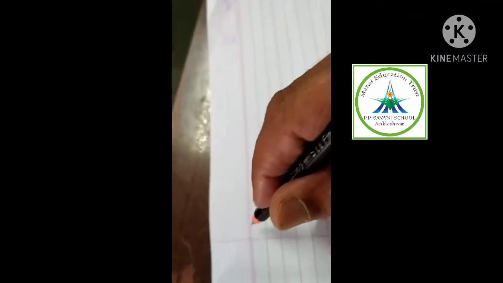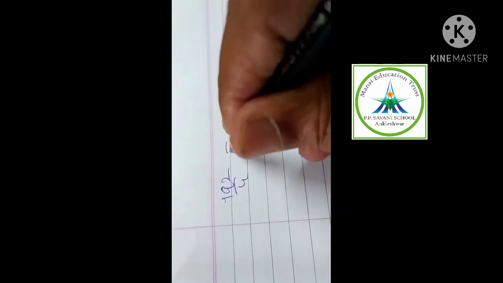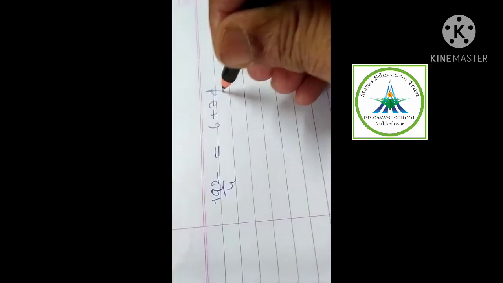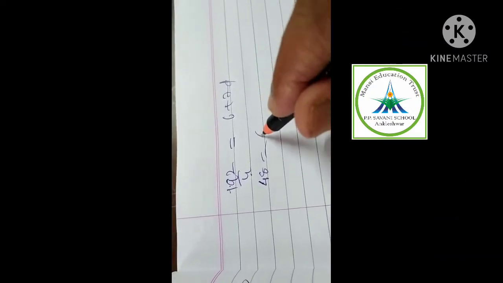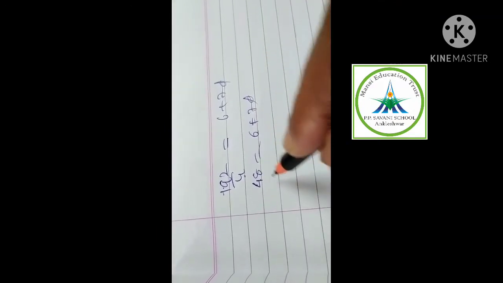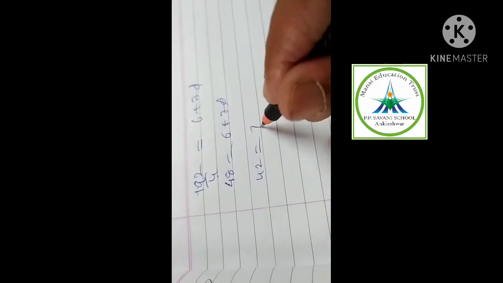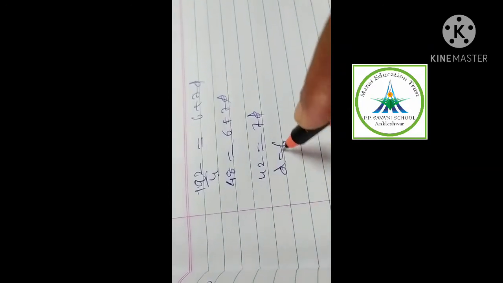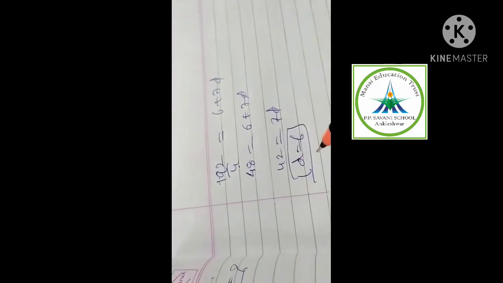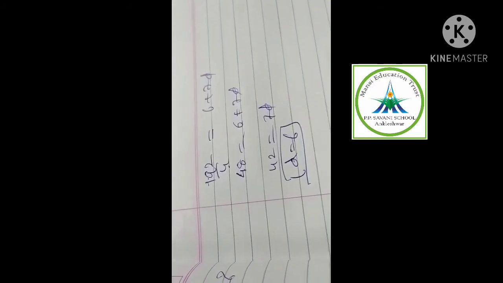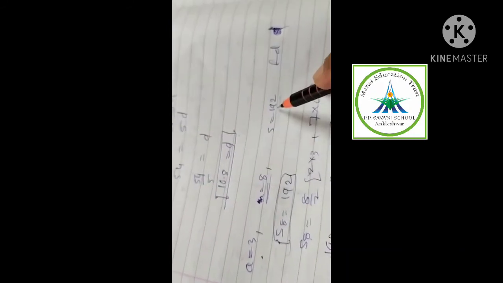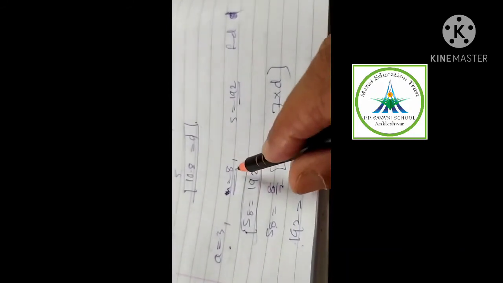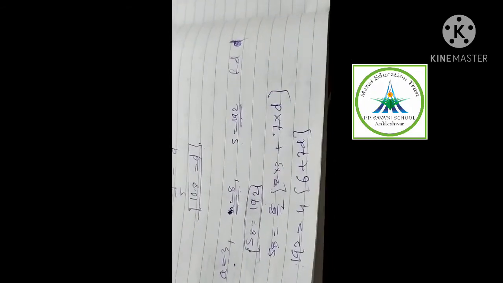See, 4 comes, 192 upon 4 equal to 6 plus 7d. Cancel. You got 48 equal to 6 plus 7d. 6 comes this side. 42 equal to 7d. So d equal to 6. Got it? If you get d, your question is over. Here in example 9th part, important is that S is given, 192. The student should understand, if there are 8 terms and the sum is given, then it is S8. That is very important. Find d.